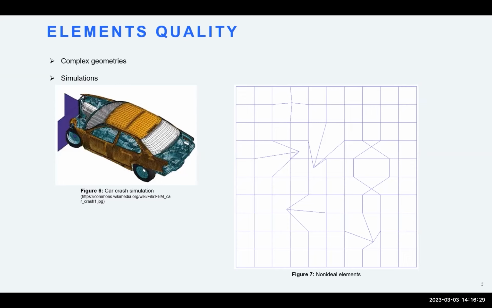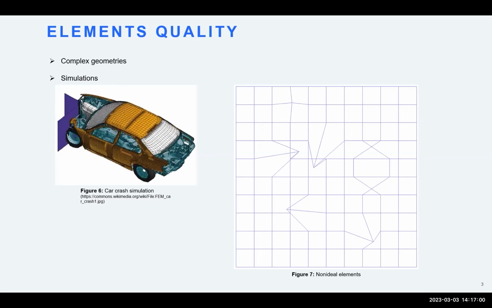The question is, does a bad mesh ever happen? The answer is yes. For example, in car crash simulation, you have a very well-designed mesh, but after the impact, all of those elements that represent your geometry are going to be overlapped, are going to be tangled. So that's an example of a bad mesh.